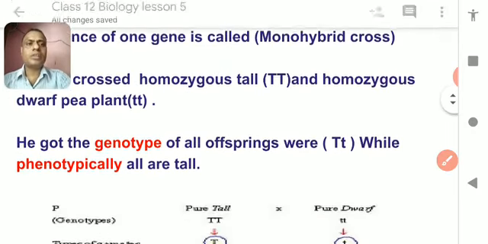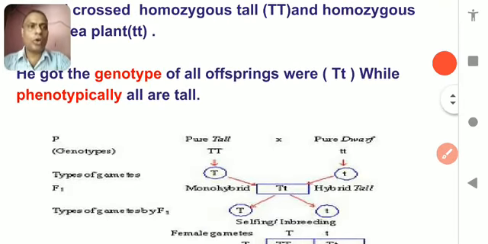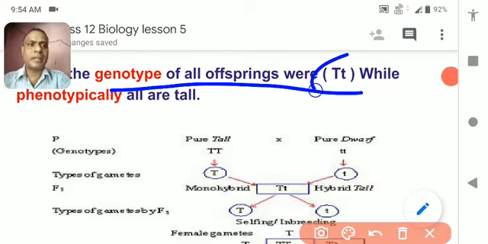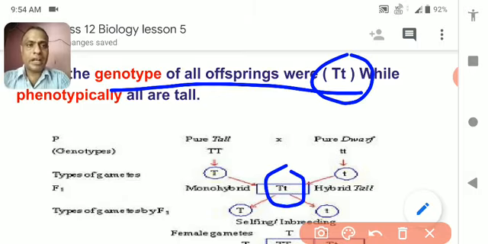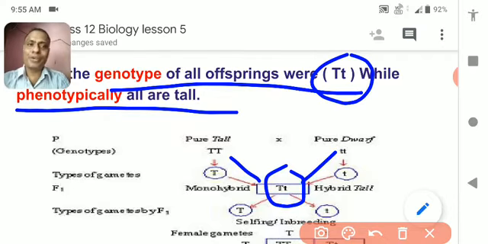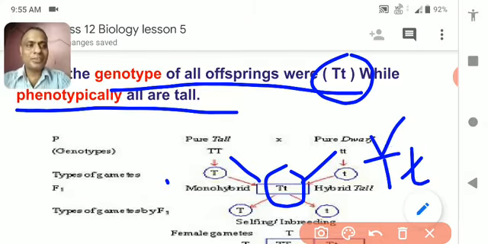So he got the genotype of all offspring as capital T small t. After crossing, in the F1 generation, he got all capital T small t. I have already made the crossing on the screen. Phenotypically, all are tall, obviously, because capital T is present over here. All offspring will be tall because capital T is the dominant character.